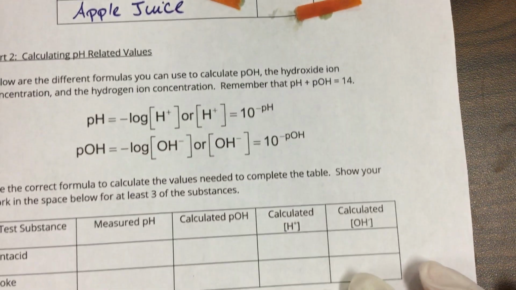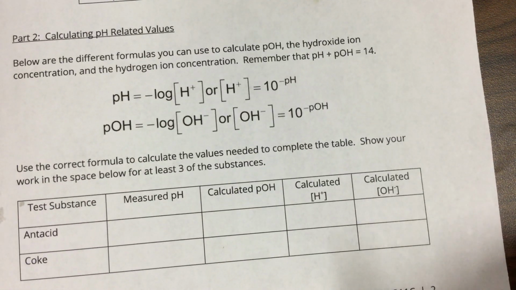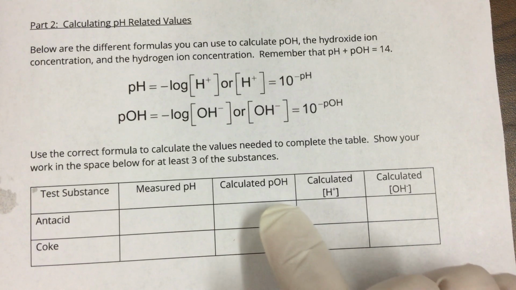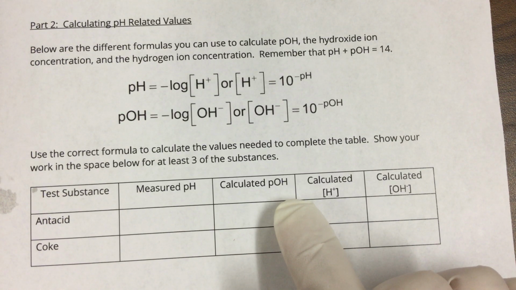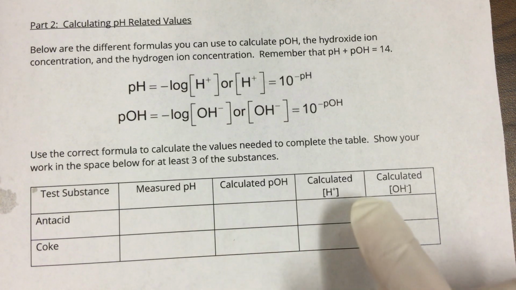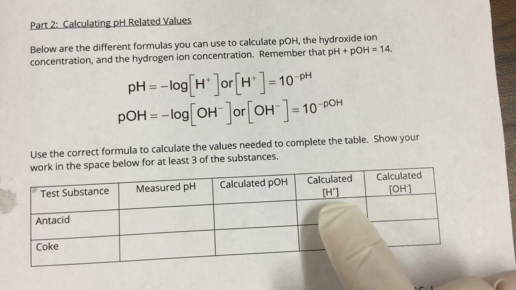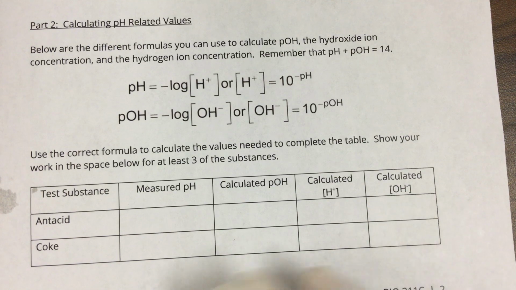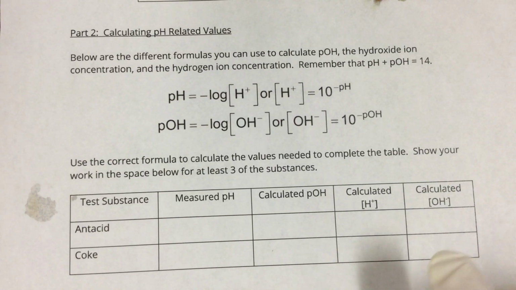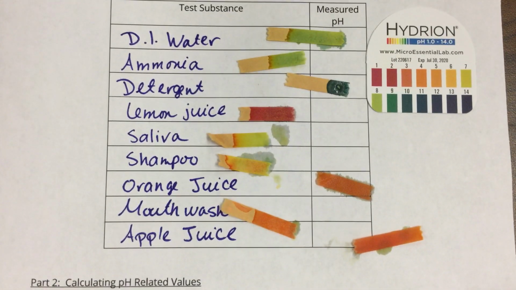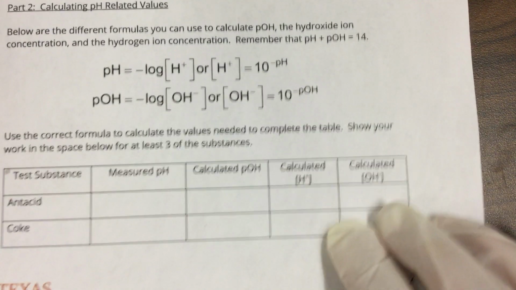Next, what we're going to do is calculate pH. We're going to calculate our measured pH and our calculated pOH. OH is going to be our hydroxide ions, and H is going to be our hydrogen ions. That's going to give us the relative concentrations of our ions, whether it's the hydrogen or the hydroxide. That's what we'll be doing today during class. Make sure you document your pH, and then we will be moving on to this.